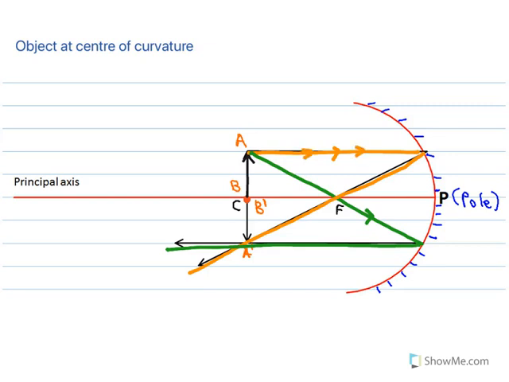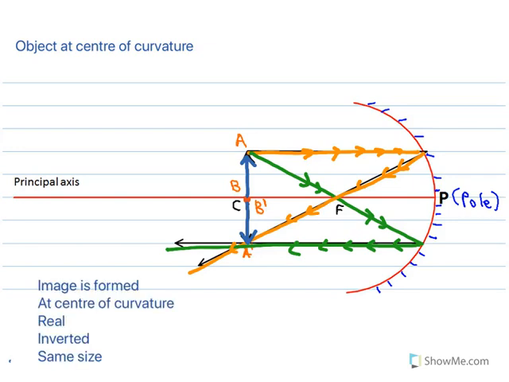So you have the first ray that went parallel, after reflection it went through the focus, and the one that went through the focus after reflection it went parallel. And if you see, the image is now formed exactly at C. So this was the object here, and the image is formed here. Same size, real, inverted at C. So the image is formed at the center of curvature. It's real, inverted, and of the same size.